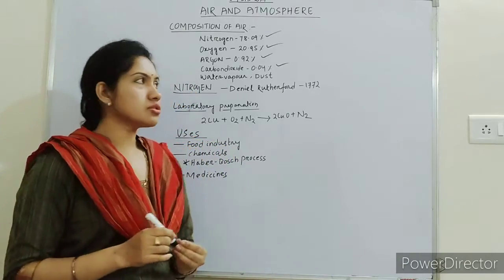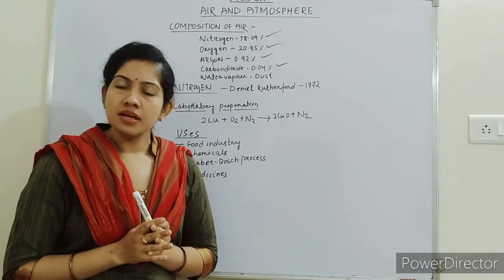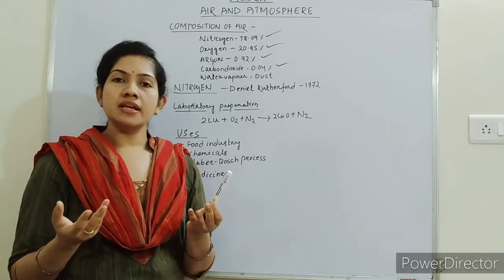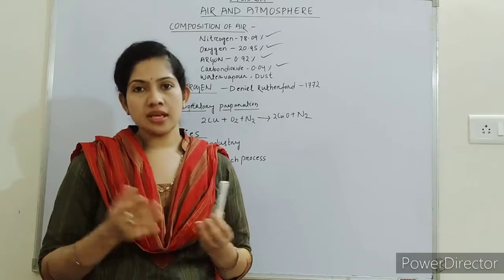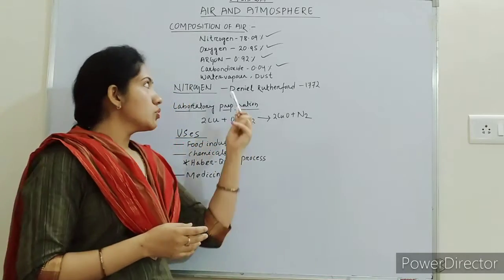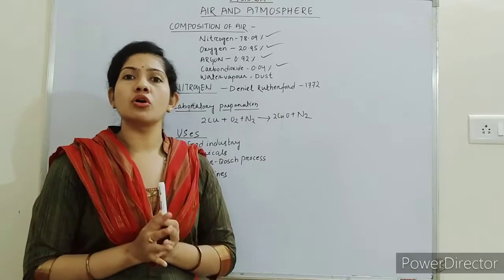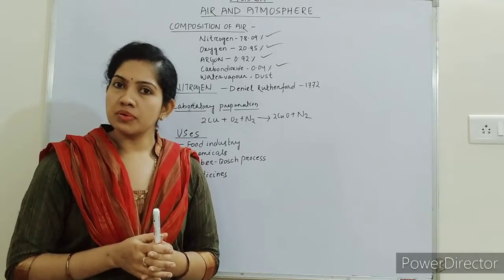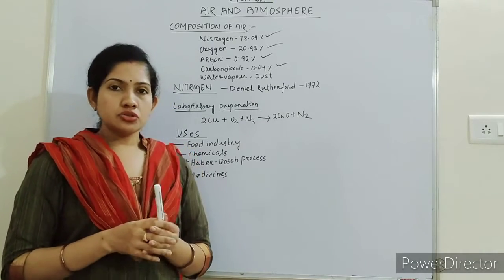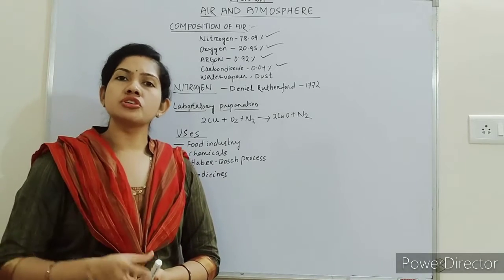And remember, these percentages are not fixed for all areas. Like, we can find a little higher percentage of carbon dioxide in industrialized areas. The quantity of water vapor and dust also is not fixed for all areas. Generally, in forest areas we can find more water vapor and less dust. So this is a rough percentage of the composition of air.